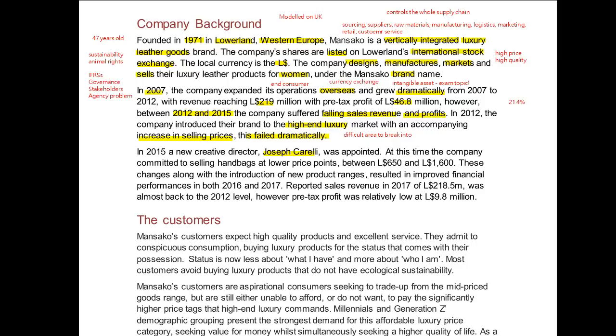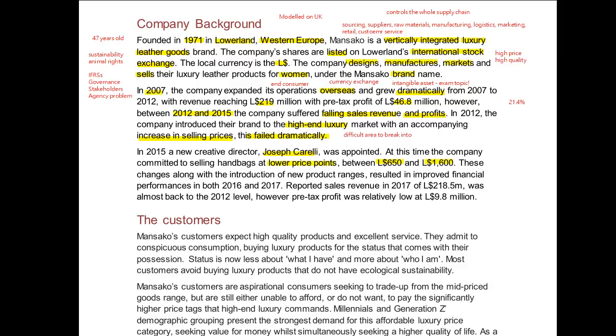Joseph Corelli was appointed. At this time, the company committed to selling handbags at lower price points, between $650 and $1,600, if you can call that a lower price point. But okay, these lower price points, and that's a huge variance right there, actually. Between $650 and $1,600 tells you there must be some large variance in the quality of the products that they're producing.